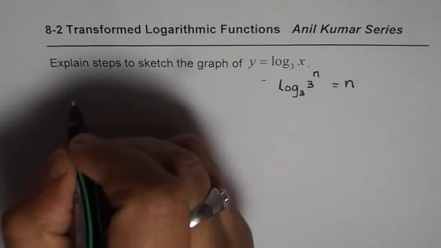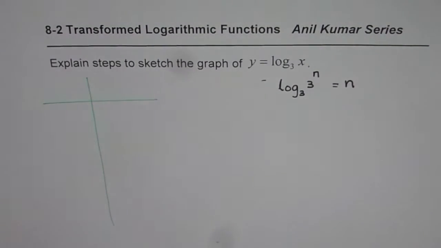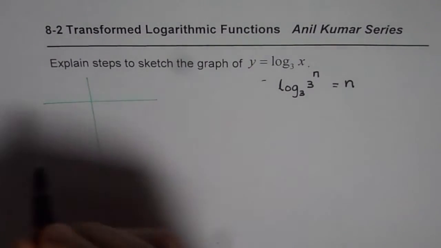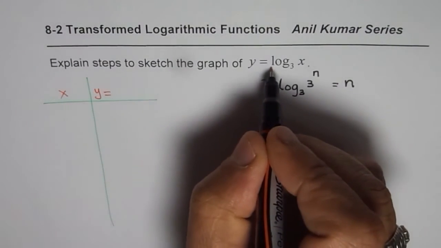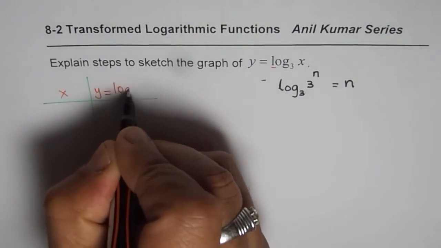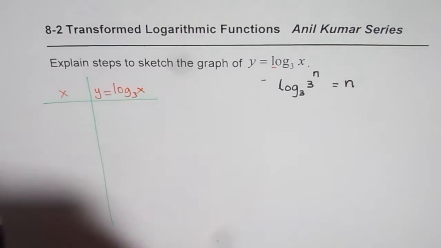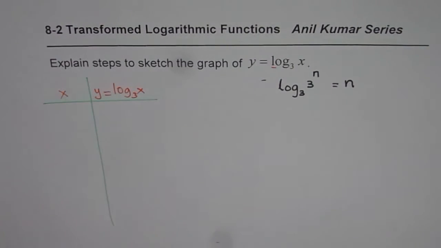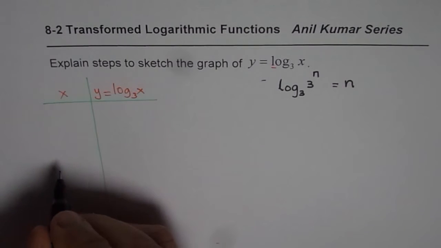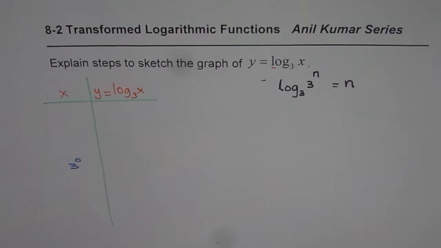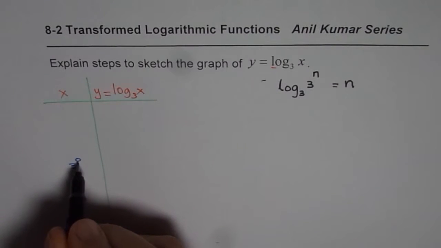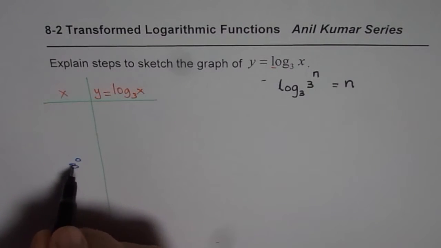So now here are my values. The x values which I am going to consider will be in this form, and the y values will be in this form. That is to say, we are looking for log base 3 of x, and for the x values I am going to consider values like 3 to the power of n. So let me begin by taking 3 to the power of 0. I always begin with 0. So what is 3 to the power of 0? We don't have to think much, right?